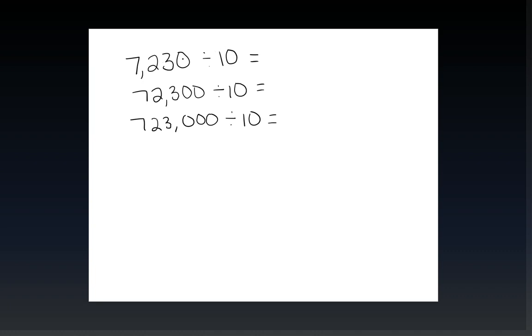7,230 divided by 10. So this 1 tells me I can leave alone the beginning part, but it's dividing, so it's getting smaller. There's 1 zero on the end, so using my trick, I can take off 1 zero. 7,230 divided by 10 equals 723. Moving to my next one, 72,300 divided by 10. Again, I'm not going to mess with my beginning numbers because of the 1, but I'm going to say there's 1 zero here. That means I can take 1 zero off this side.